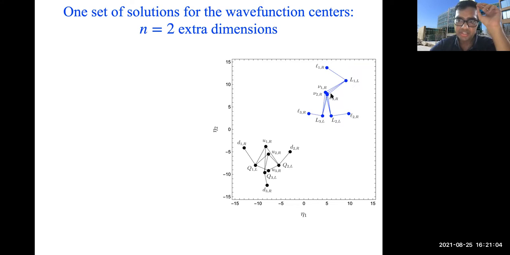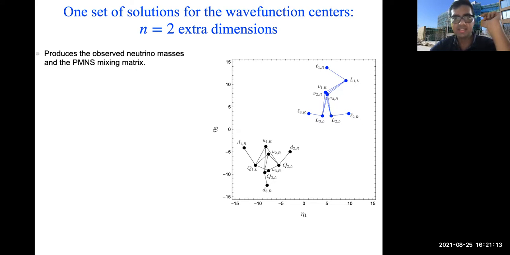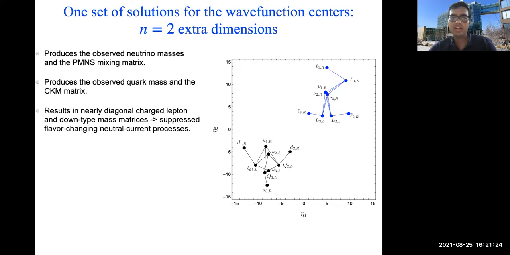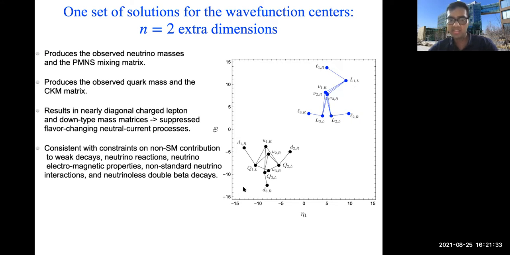So these distances, which are denoted by a rod, a line, are constrained by the mixing matrices. So this produces the observed neutrino masses and the PMNS mixing matrix, produces the observed quark masses and the CKM matrix, results in nearly diagonal charged lepton and down type mass matrices, thereby suppressing the flavor changing neutral current processes, and is consistent with constraints on non-standard model contributions to weak decays, neutrino reactions, neutrino electromagnetic properties, non-standard neutrino interactions, and neutrinoless double beta decays.